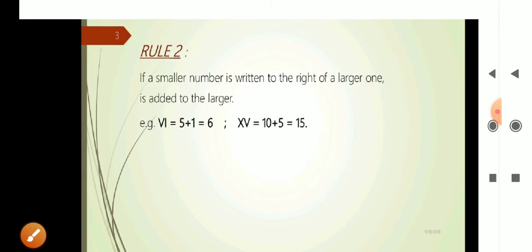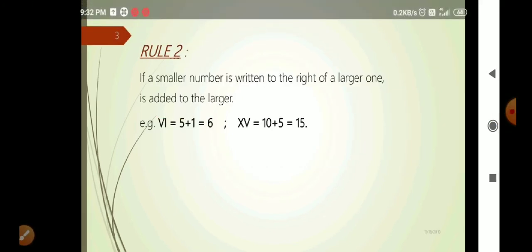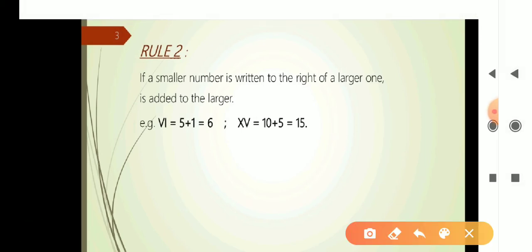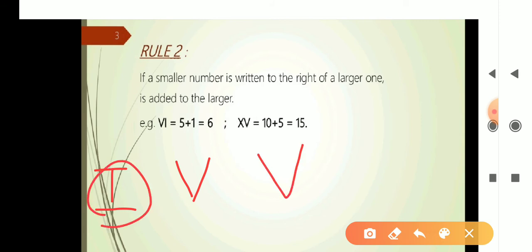Next, see another rule. Rule number 2: if a small number is written to the right of a large number, it is added to the large number. For example, I is the small one and V is the large one. See, I taken with V, I is the small one, right? So I written to the right side of V means 5 plus 1, which is 6.